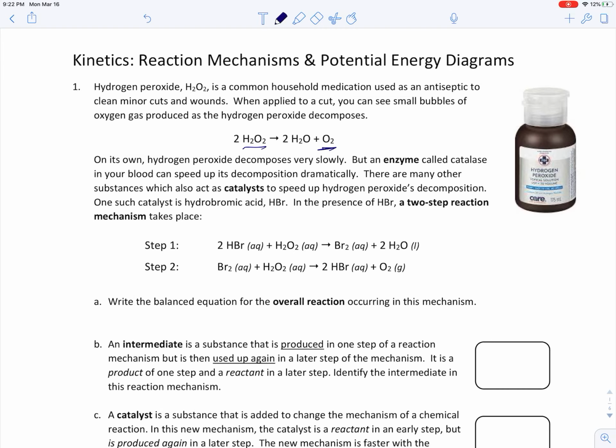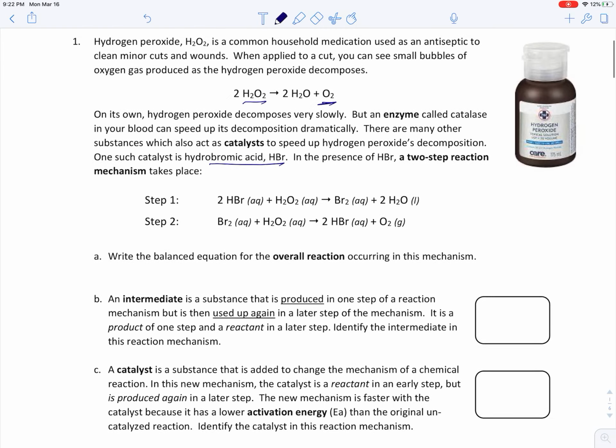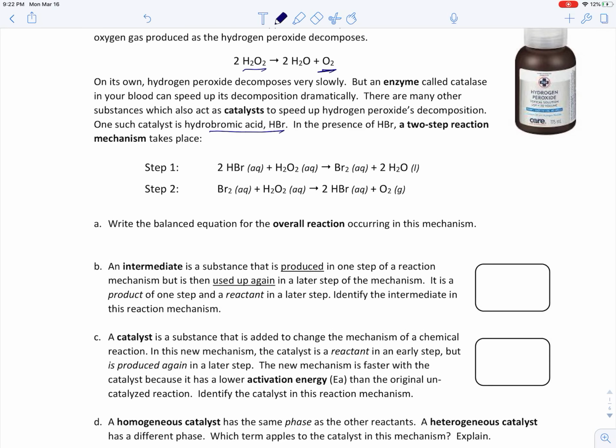One of those catalysts is hydrobromic acid, HBr. When there's hydrobromic acid present, the decomposition occurs by a two-step reaction mechanism shown here, step 1 and step 2. So we're asked in part A to write the balanced equation for the overall reaction in the mechanism. To do that, you look at the two steps and you cancel out anything in the mechanism that appears as a reactant in one step and a product in the other step.